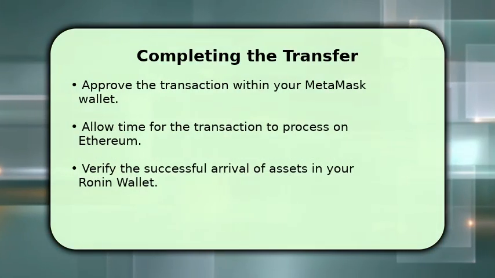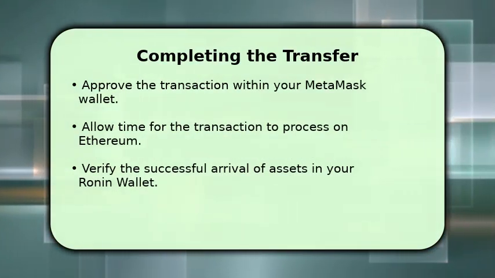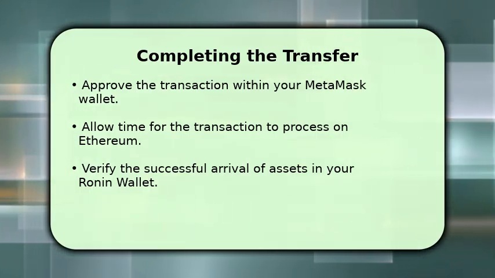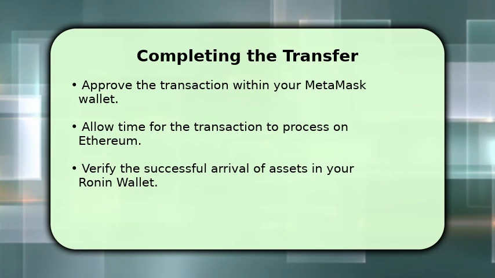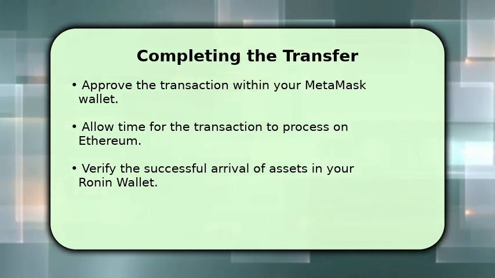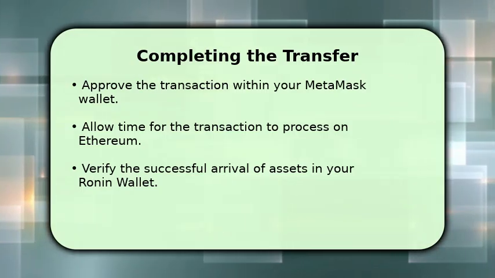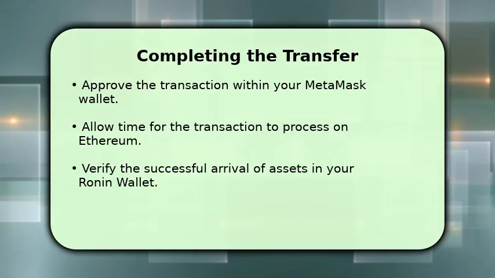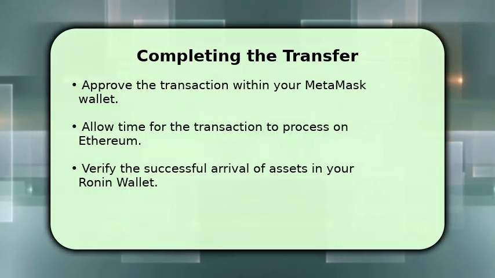Once you initiate the transfer, a MetaMask notification will appear, prompting you to approve the transaction. Confirm this, and then patiently wait for the transaction to be processed on the Ethereum blockchain. This can take a few minutes. Finally, open your Ronin wallet to confirm that your assets have successfully arrived and are ready for use.